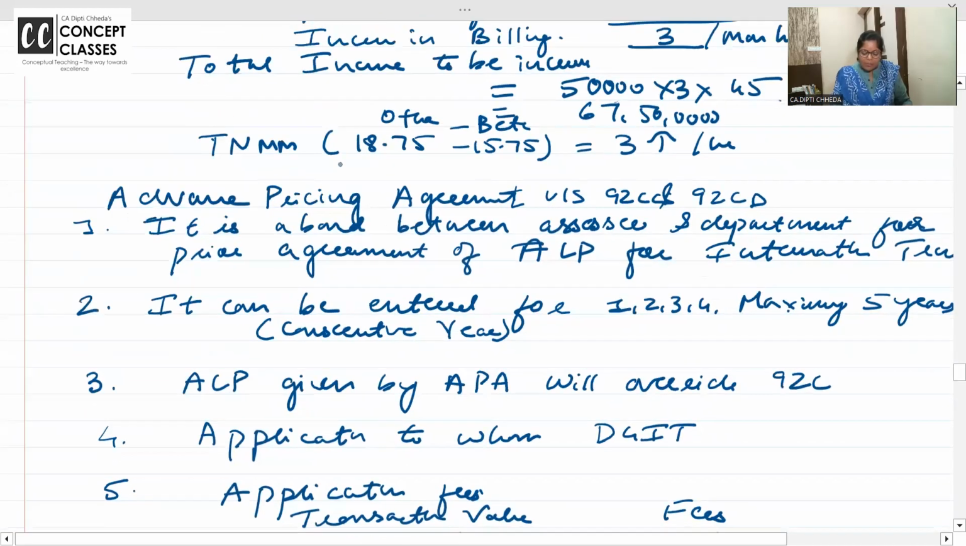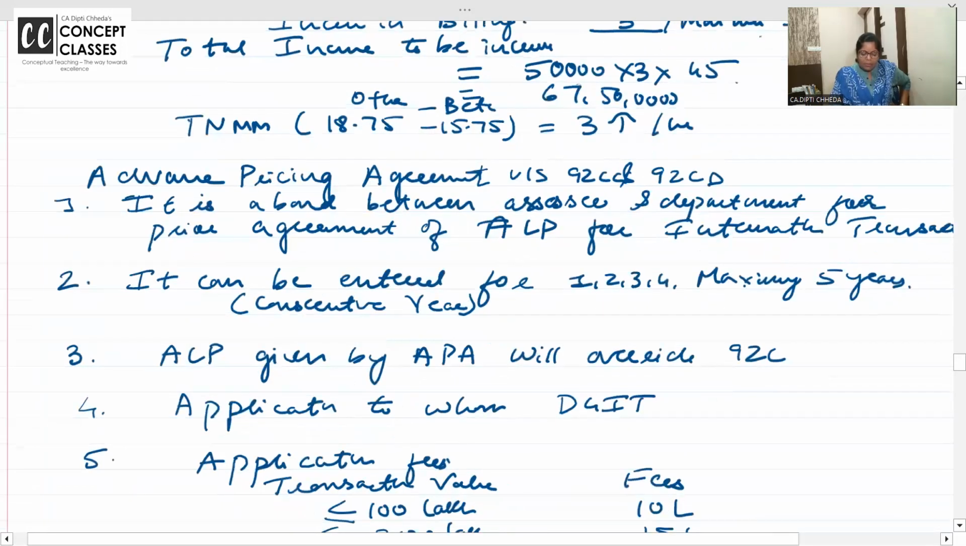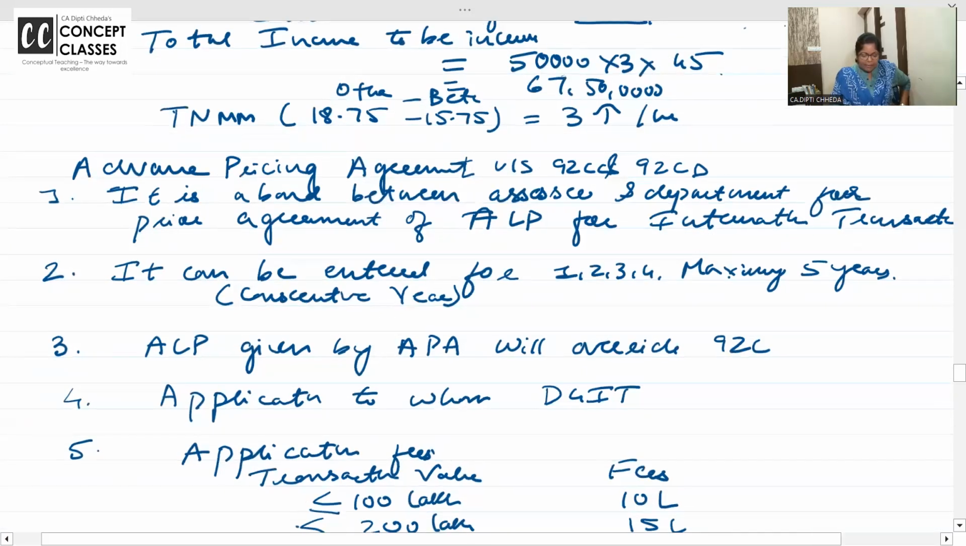See, it is a bond. Advanced pricing agreement, 92CC and 92CD. It's a bond between the assessee and department for prior agreement of the ALP. It can be entered for 1, 2, 3, 4, 5 years forward or 4 years backward. ALP given by advanced pricing will override 92C. Once you go for advanced pricing agreement, then you cannot go for routine arm's length price, right?